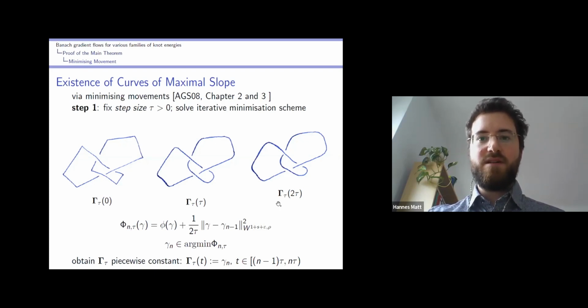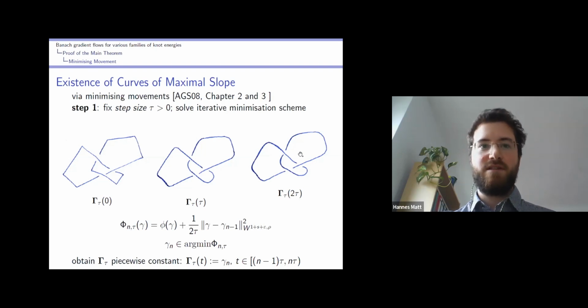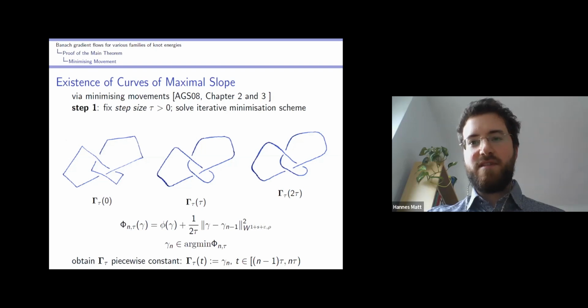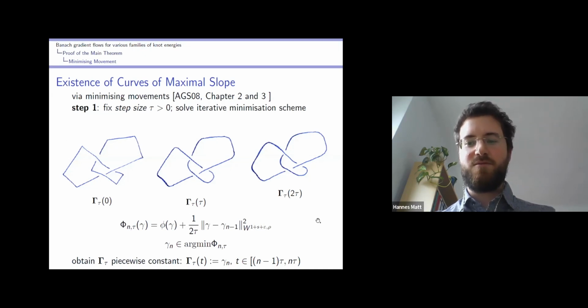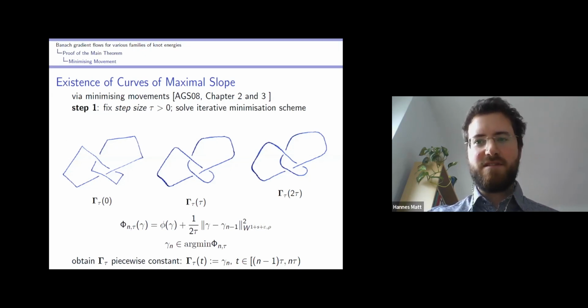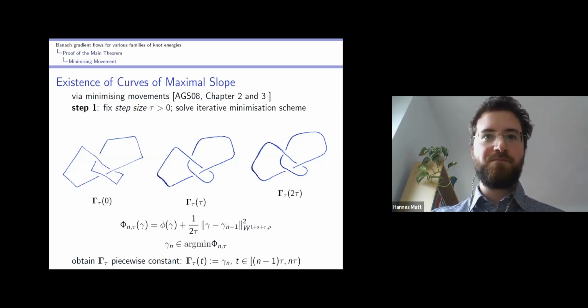And this leads to piecewise constant functions, gamma tau, where we just say that between 0 and tau, it will be this one. Between tau and 2 tau, it will be this one. And between 2 tau and 3 tau, this one, and so on. And the missing thing here is, well, I just said we minimize this and find a minimizer, but it's not clear why this should exist. And this, in fact, was one of the major difficulties in the proof of our theorem.